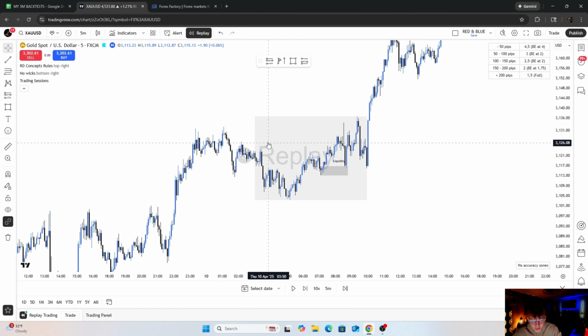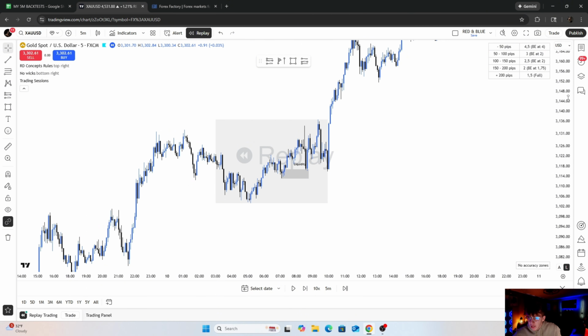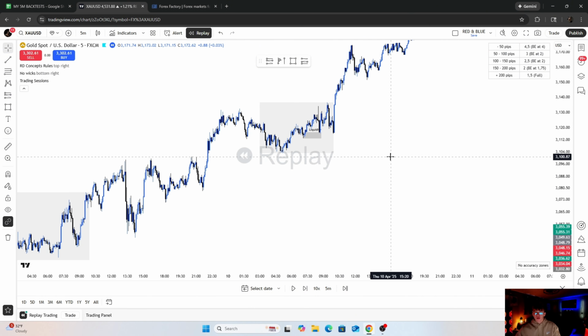And I think there was another one up here as well. Yeah, there's another valid supply right here. Price reacted from it, and again, it just lost because we're bullish. Yeah, that's pretty much it for this one.